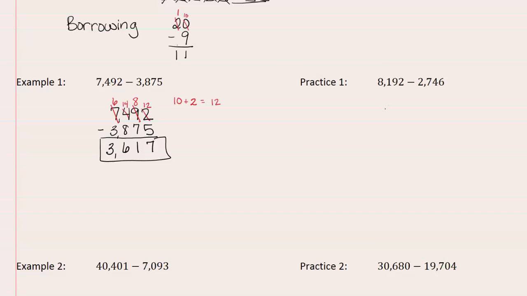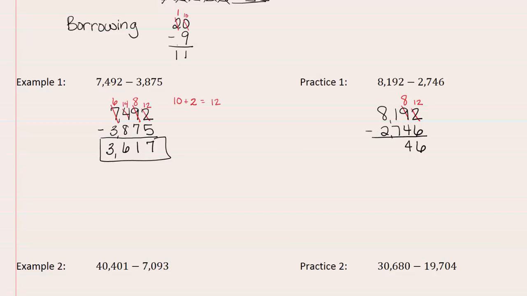Okay, let's see how you did. So 8,192 minus 2,746, making sure I've aligned my digits. 2 minus 6, not enough, so I gotta borrow. 8, 2 becomes a 12. 12 minus 6 is 6. 8 minus 4 is 4.